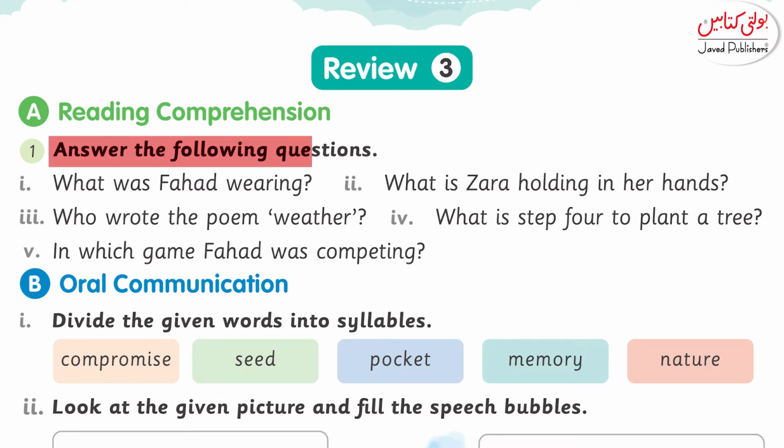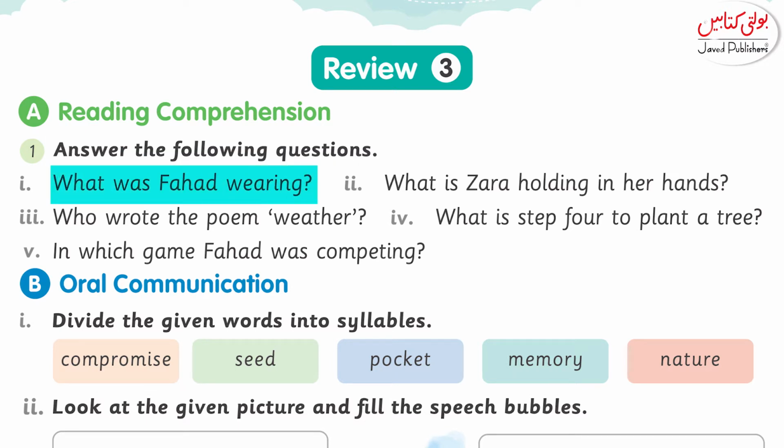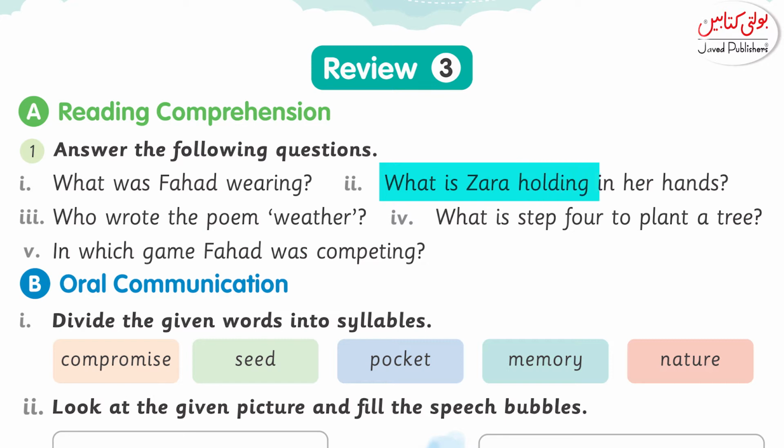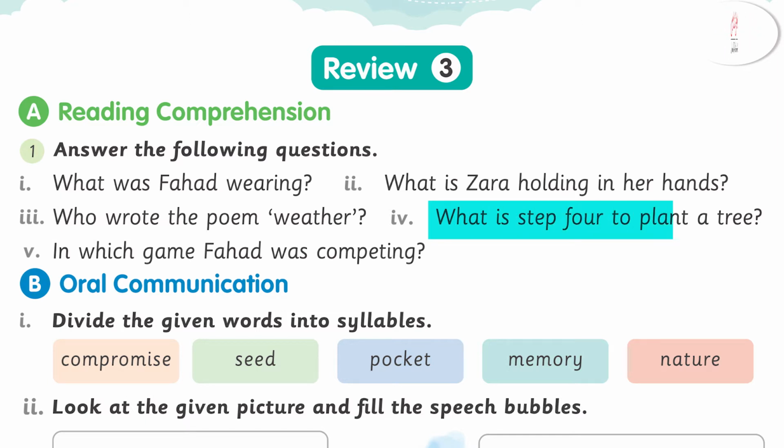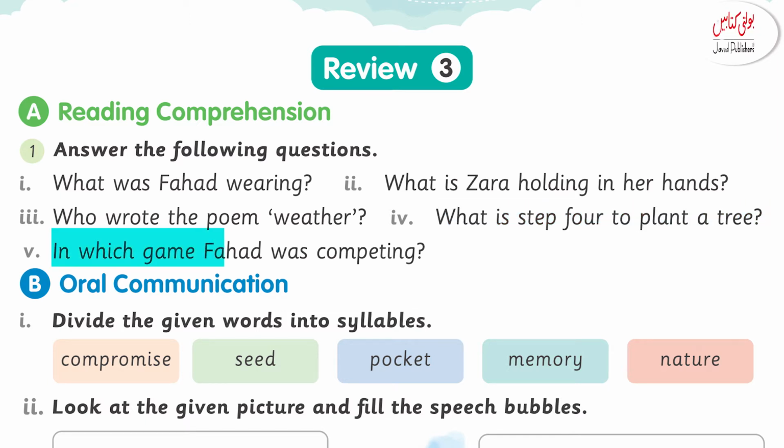Answer the following questions. First question is, what was Fahad wearing? Second question, what is Zara holding in her hands? Number 3, who wrote the poem Weather? Number 4, what is step 4 to plant a tree? Number 5, in which game was Fahad competing?